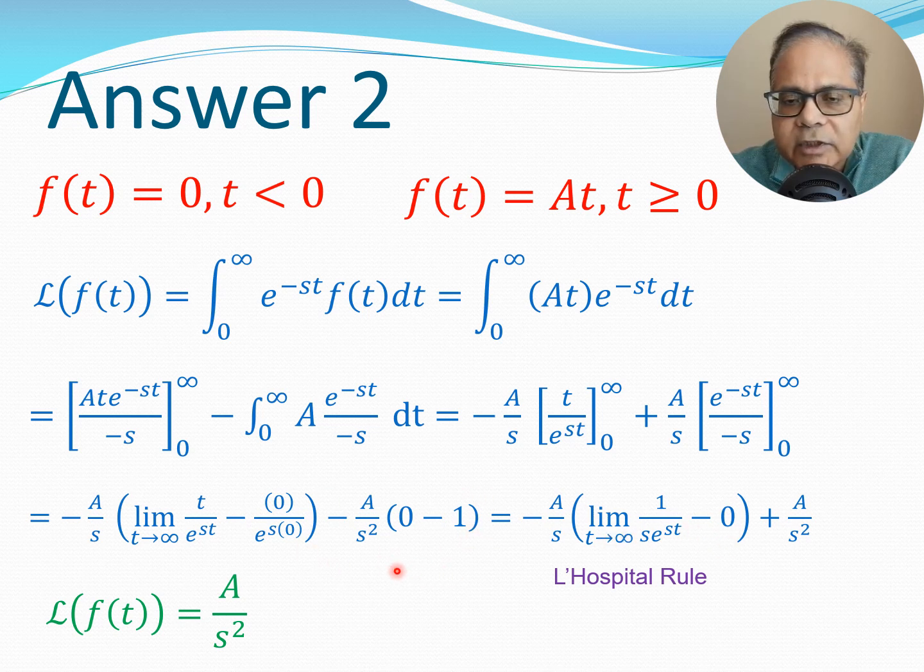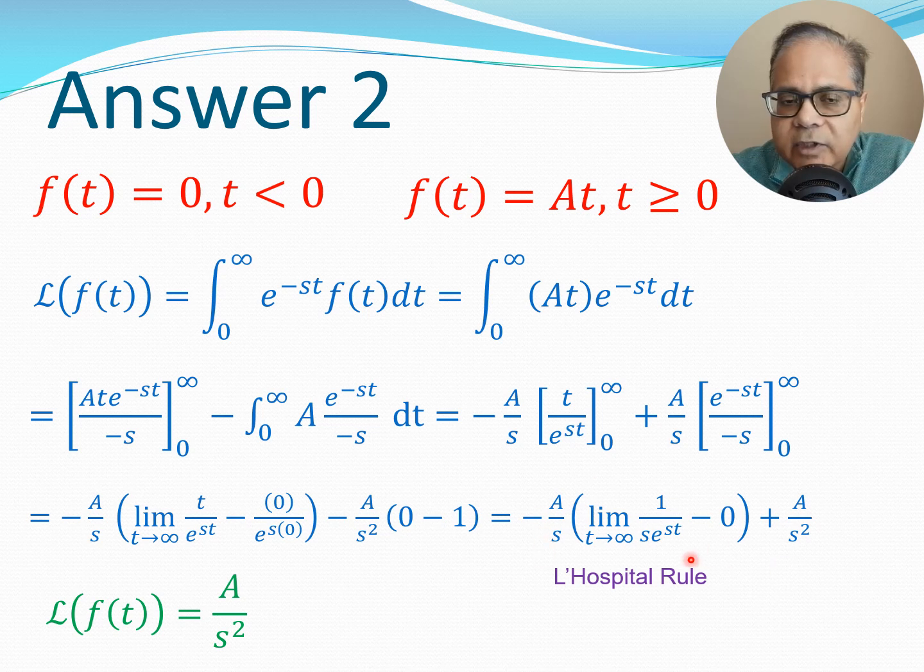Now let us look at this term here. That's going to give me a negative a by s square, and then again I'm going to get 0 minus 1. Recall the integral we did previously. So you have the 1 by e to the power st term, which simply becomes 0 when t becomes infinite, and the second term is going to involve e to the power minus s into 0. That is going to give me a 1. So it's going to give me the negative 1 here. So now once we have this, the second term here becomes very simple. It simply becomes plus a by s square.